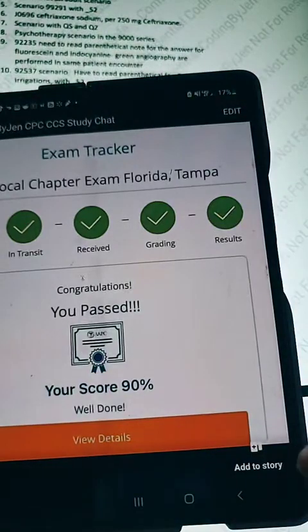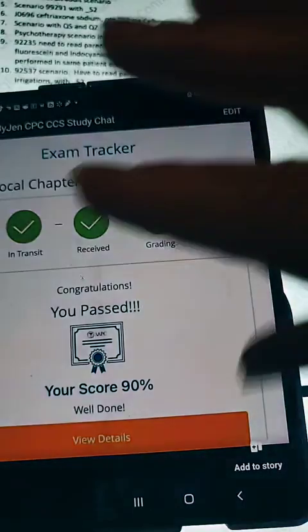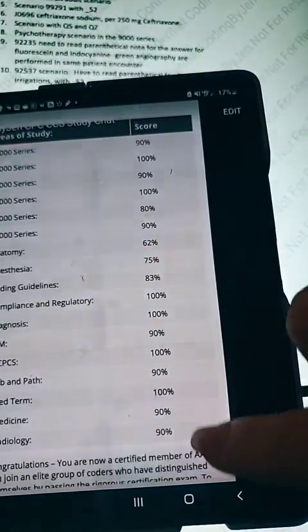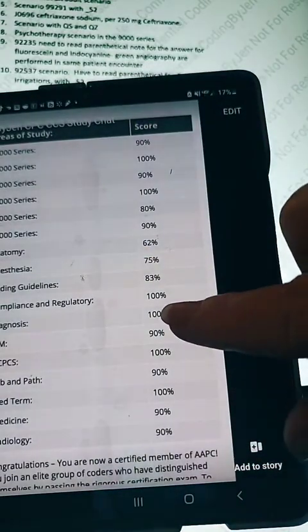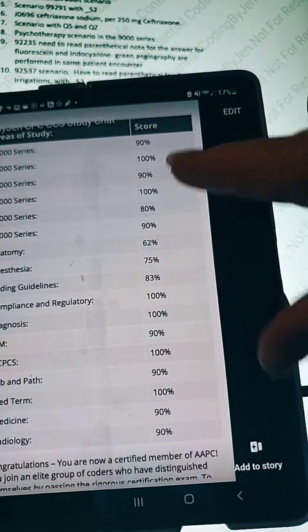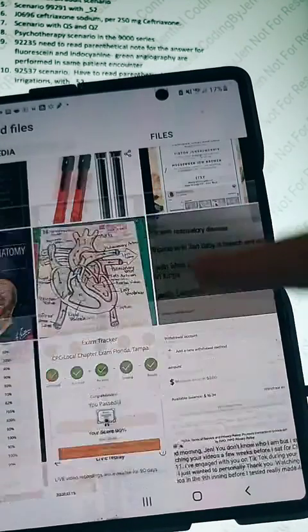Look at that 90, y'all. Woohoo! That's awesome. There's the scores where they got 100% in sections. Can y'all imagine? That's just awesome. Love it. Love it.